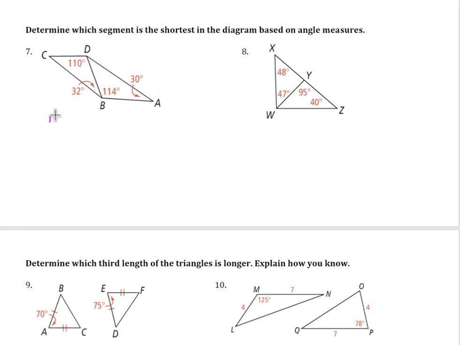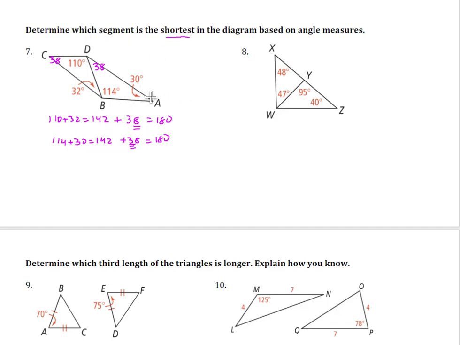Here we have some triangles that are combined together, so sometimes we have to do each triangle separately and then see how they relate together with each other. So we can see that C needs to be at 38 degrees to get 180 out of that triangle, and D needs to be 38 to get 180 degrees out of that triangle.